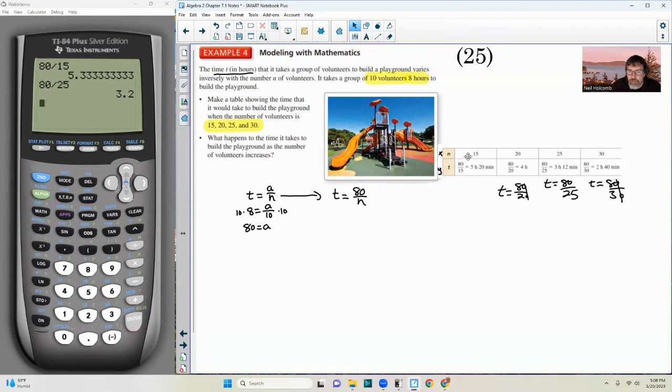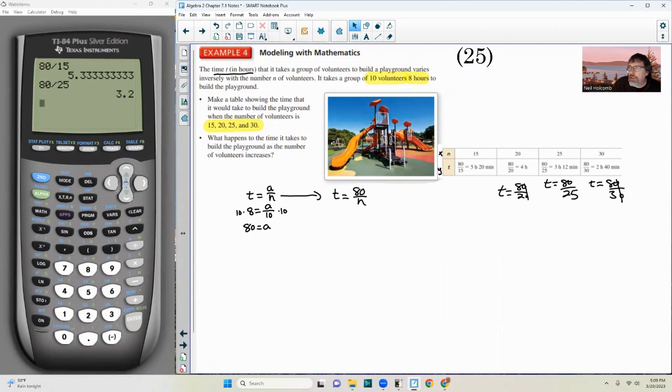So as the number of volunteers increases, the length of time it takes to build the playground decreases. So this is an inverse variation. Now, did I answer the question? Hang on. What happens to the time it takes to build the playground as the number of volunteers increases? We answered that: as the number of volunteers increases, the time it takes decreases. Did we have to calculate anything else? I always check to make sure I answered the question. Make a table, and we did it for all the values. We answered that, and I guess that's it.